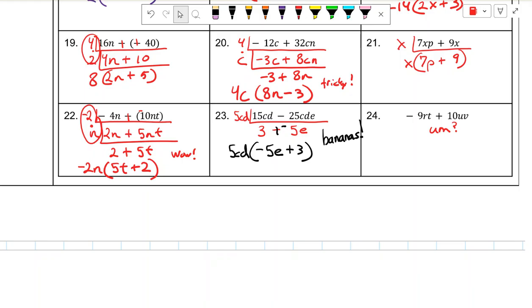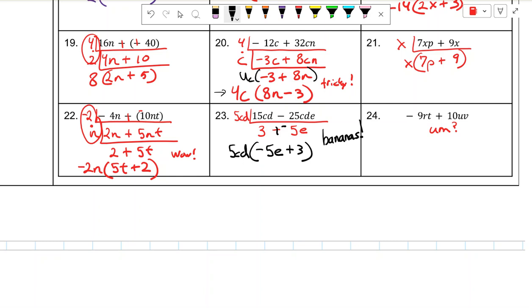It is tricky. And so when you do all of your work here, you're going to get 4c times this stuff. But inside there, we can write this more appropriately, use the commutative property, and turn this around to be 8n plus negative 3. And remember, adding a negative 3 is the same thing as subtracting a positive 3. So this right here, we had to do a little bit of trickiness to make sure it looks appropriate.